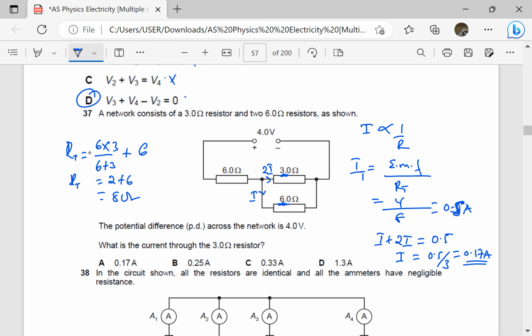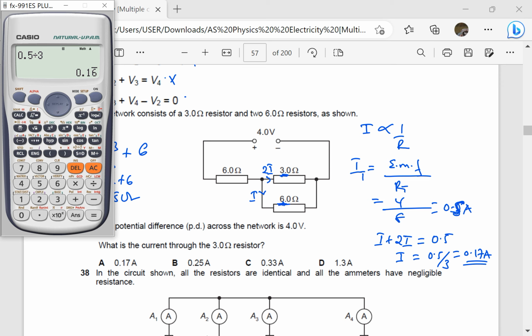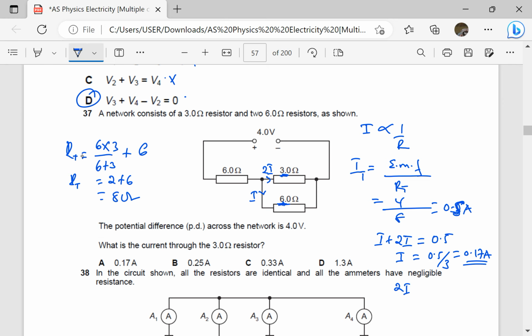So what is the current through the 3 ohm resistor? The current through the 6 is 0.17. So the current through the 3 ohm is going to be twice. So the other one is twice, so times 2, which is 0.33 recurring. So twice I is going to be 0.33 recurring. So the answer is going to be C.